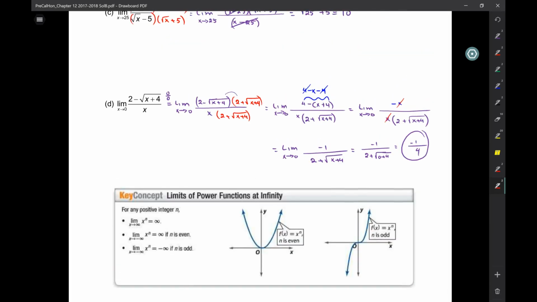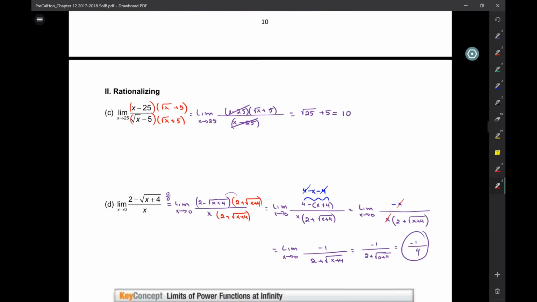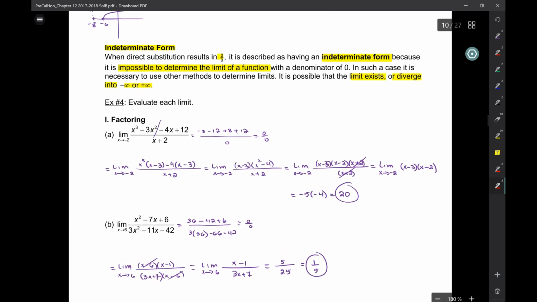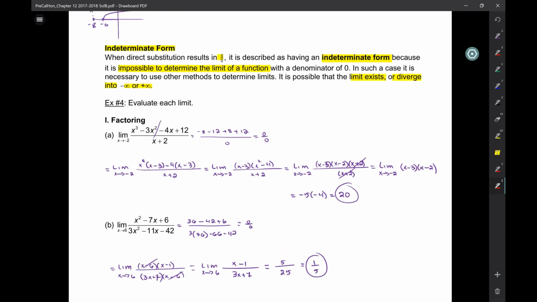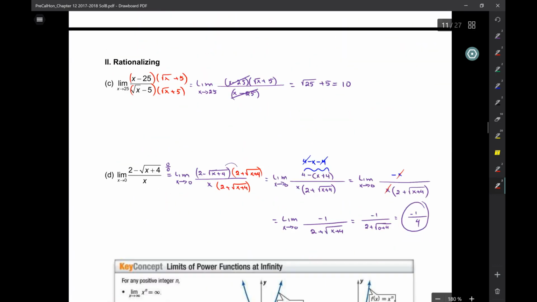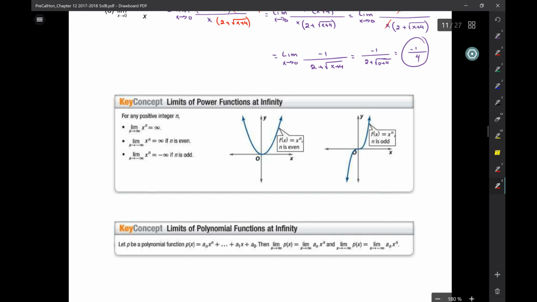So, all right, last time we got to indeterminate form, and we said when you have 0 over 0, there are two things you can do to get around it. One is factoring and one is rationalizing, which we did. So let's move on to limits at infinity.